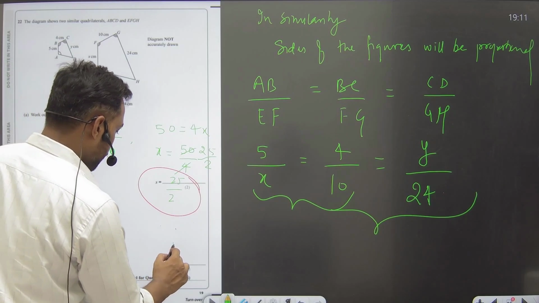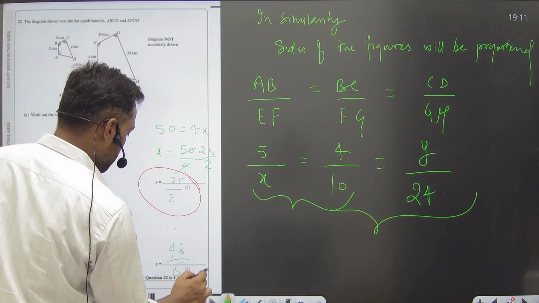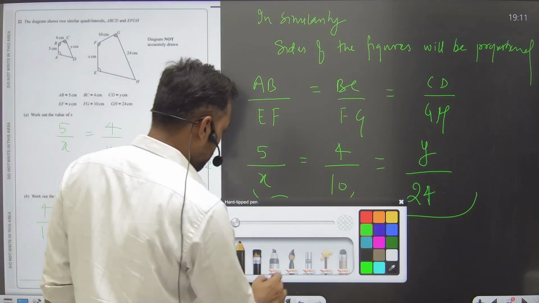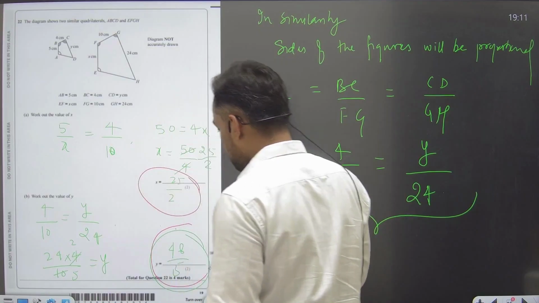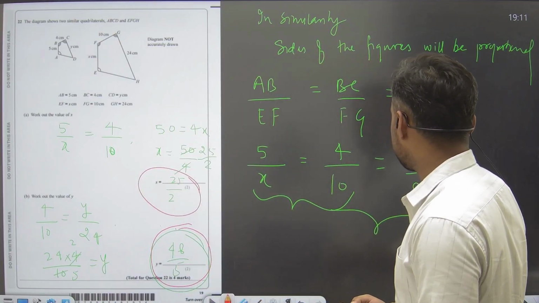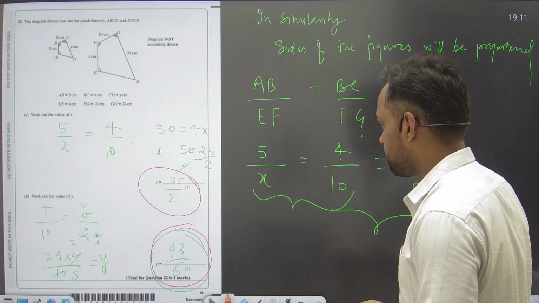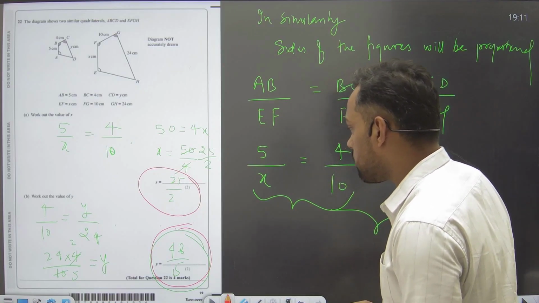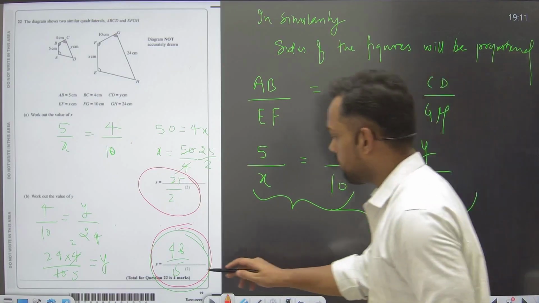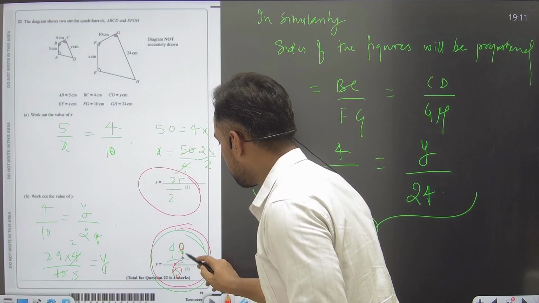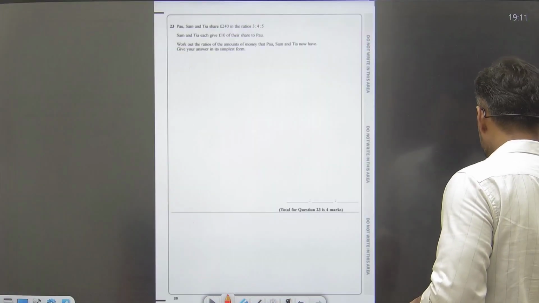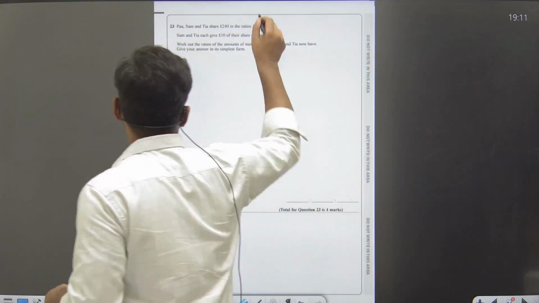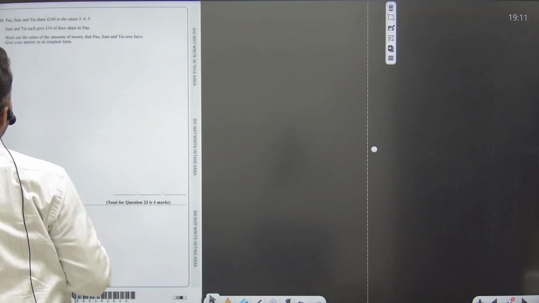It will be 48 by 5. Okay, student. So the value of y which we are getting here is 48 by 5. Yeah, 48 by 5, student. Okay. Now next move to the next question, that is Pao, Sam and Tia share 240 in the ratio.